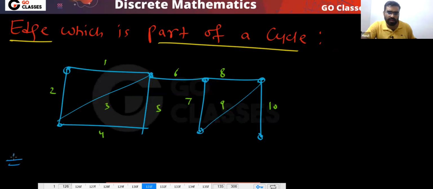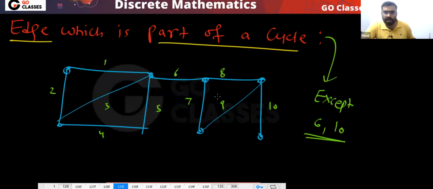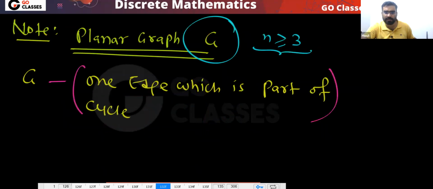So tell me which edge should I remove? At this moment, the number of faces is equal to 4. If I remove any edge which is part of a cycle, for example this edge, then what will happen to the number of faces? The number of faces will decrease by 1. Because it is very simple: these two faces will become 1. At this moment this face and this face are different, but if I remove this edge, then these two faces will merge.